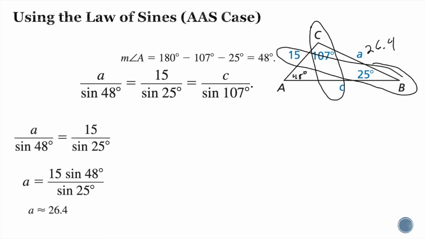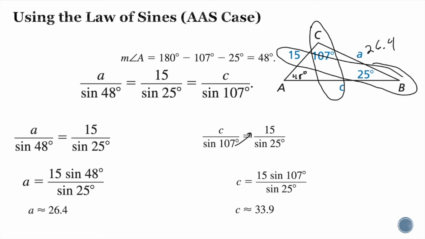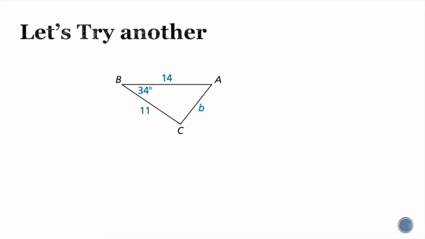Great. Now let's take a look at C. Here I have C divided by sine of 107 is equal to 15 divided by sine of 25. So solving again for C, multiplying this guy to the numerator, I get C is approximately 33.9 units. And that's it. Let's try another.